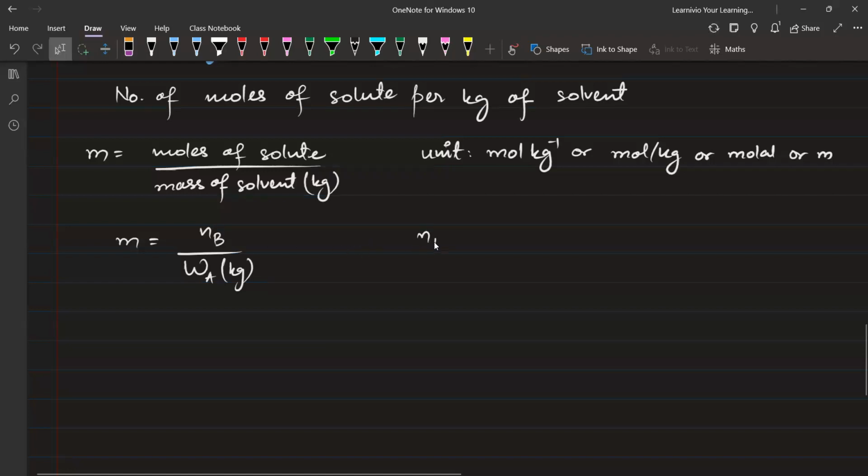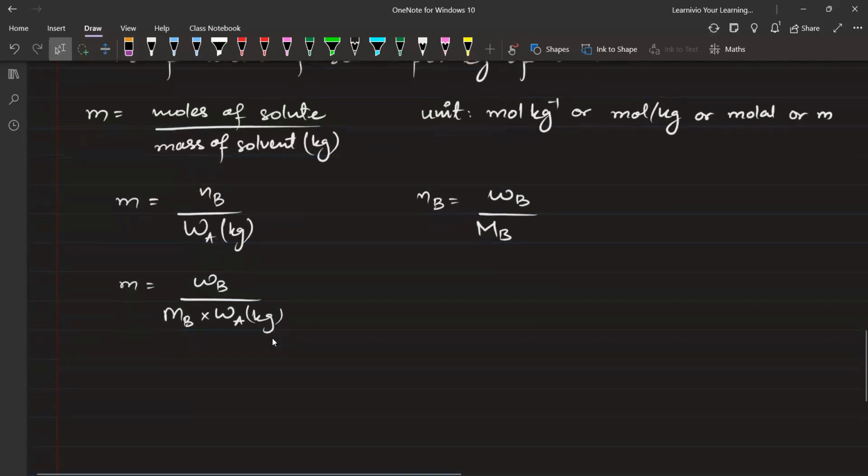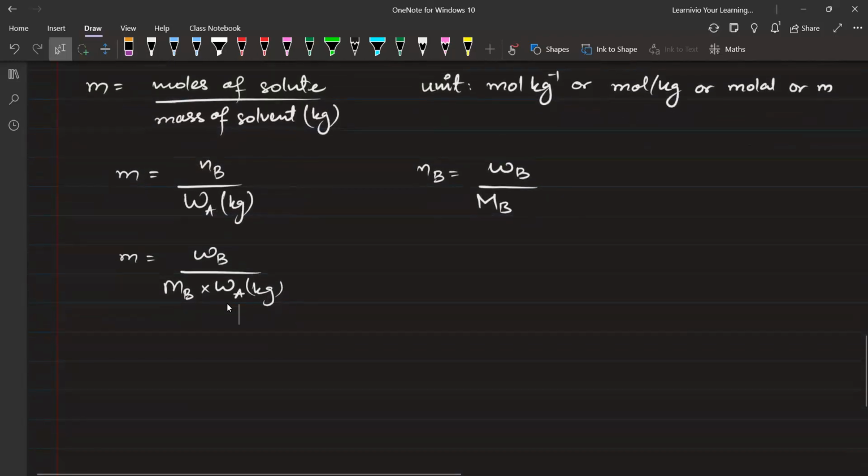Now we know that number of moles is equal to the given mass divided by the molar mass. So we can rewrite this: molality is equal to the given mass of solute divided by the molar mass of the solute multiplied by the mass of solvent in kg. Now we can even further rewrite it. If I want the mass of solvent in grams, because most of the time you will be given in grams, right?